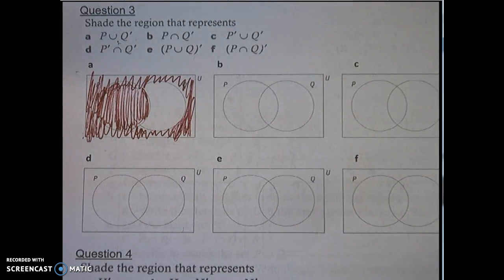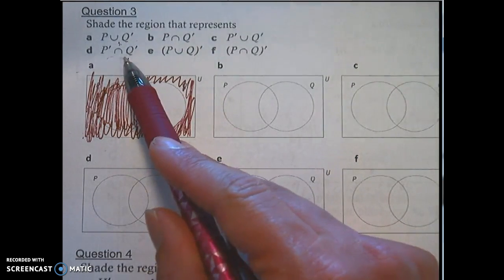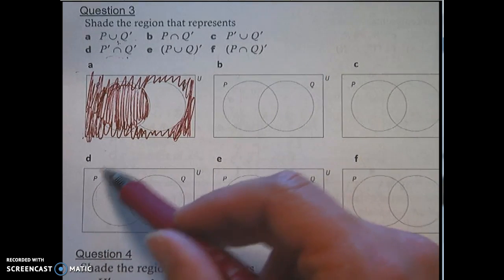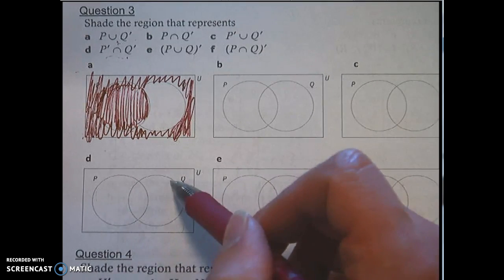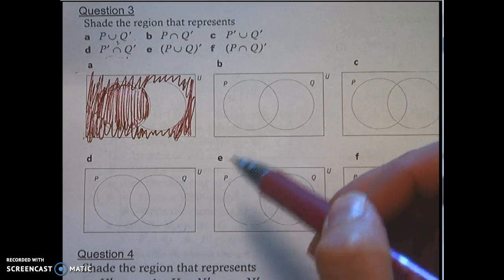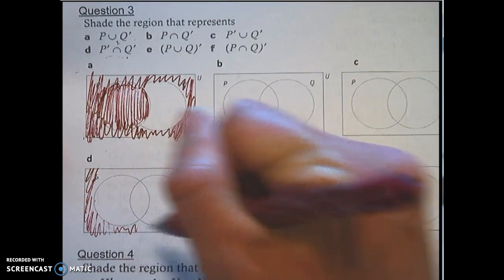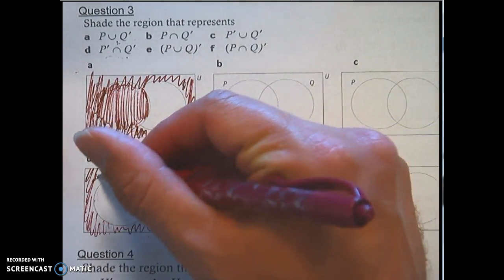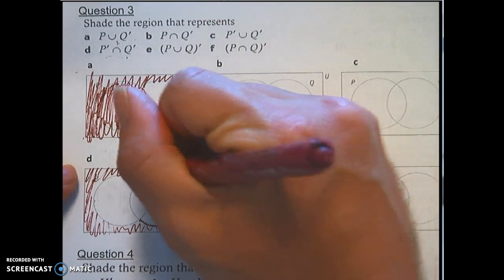Let's do an intersect problem. So I'm looking at D right here. Not P intersect not Q. Well, not P is everything outside the P circle. So imagine myself filling in everything outside the P circle. And then not Q is everything outside the Q circle. If I was to do that, which part is shaded twice? Well, the part that's shaded twice is just all this stuff on the outside here. So it's everything outside of the two sets.